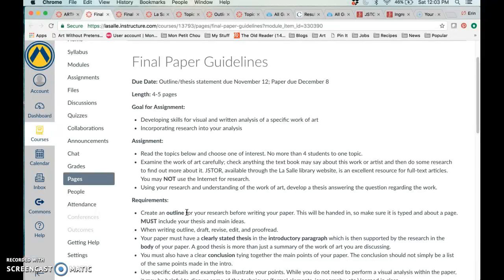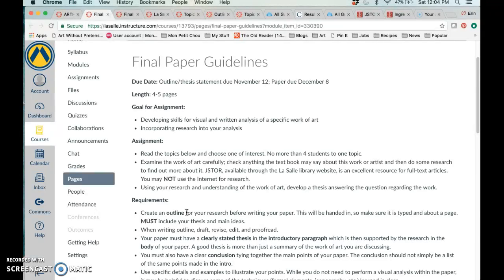If you're doing any less than 4 pages, you do not have enough time to properly vet the various topics you're going to be given. So I encourage you to think of that as really more like 5 full pages, even though it says 4 to 5. The goal for this paper assignment is to help you develop your skills for visual and written analysis and relate them to a specific work of art.